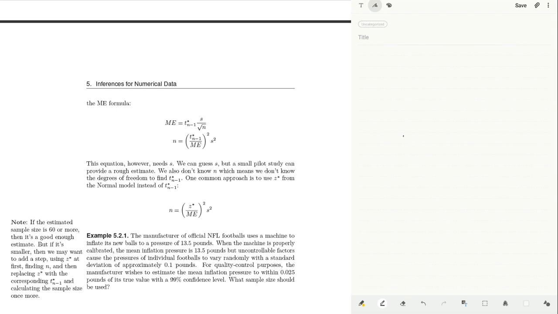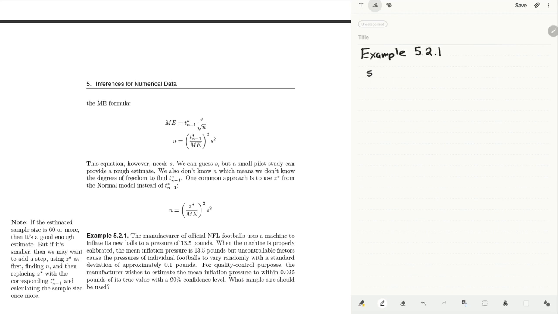So now let's consider the following example. The manufacturer of official NFL footballs uses a machine to inflate its new balls to a pressure of 13.5 pounds. When the machine is properly calibrated, the mean inflation pressure is 13.5 pounds, but uncontrollable factors cause the pressures of individual footballs to vary randomly with a standard deviation of approximately 0.1 pounds. So for quality control purposes, the manufacturer wishes to estimate the mean inflation pressure to within 0.025 pounds of its true value with 99% confidence. So what sample size should be used?